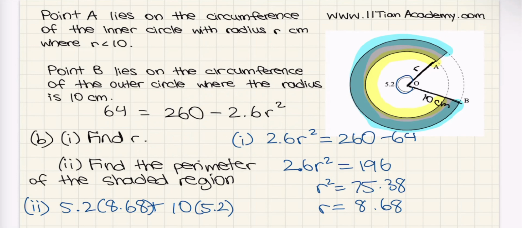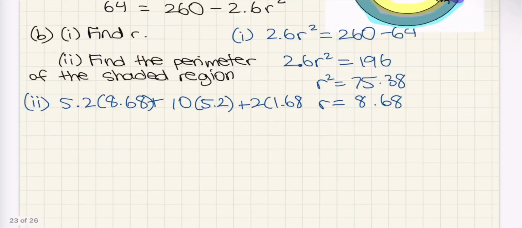And then the last part we need is these little parts here. And these parts here are just 10 minus r. So those two parts are 10 minus 8.68, which is 1.32. And there's two of them. So 2 times 1.32. And then we just need to figure out what that is.